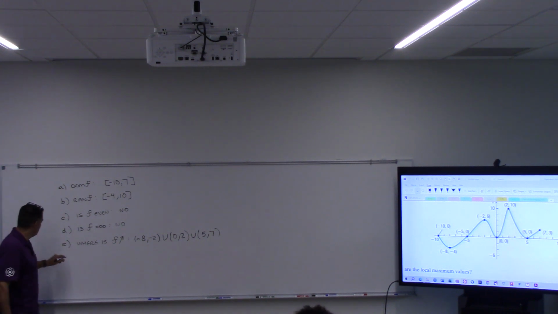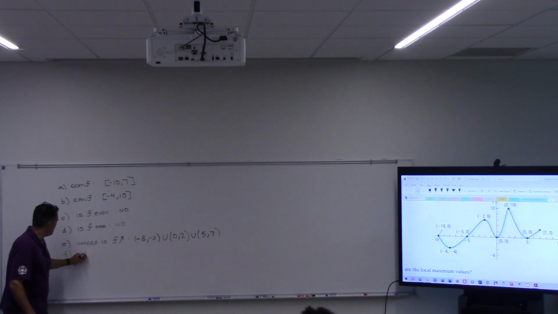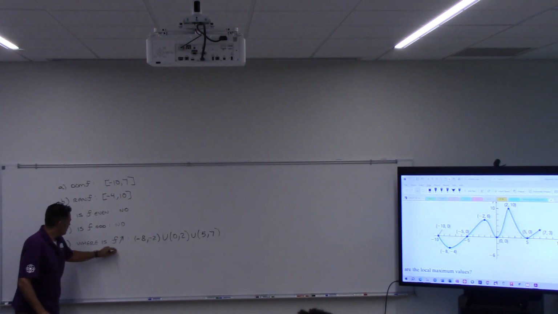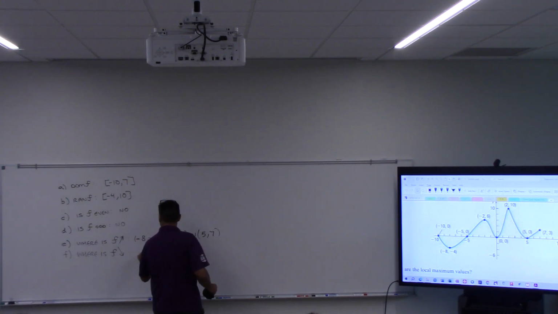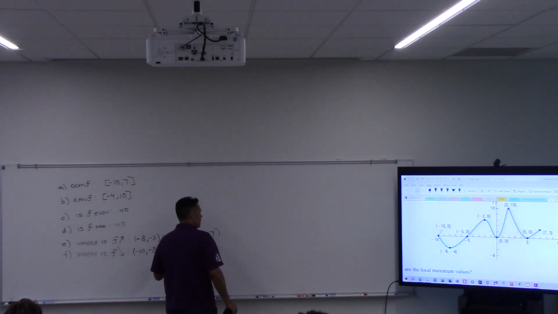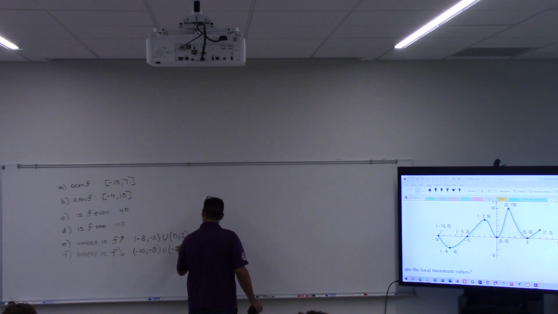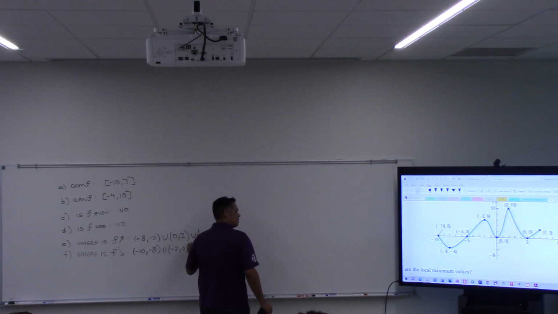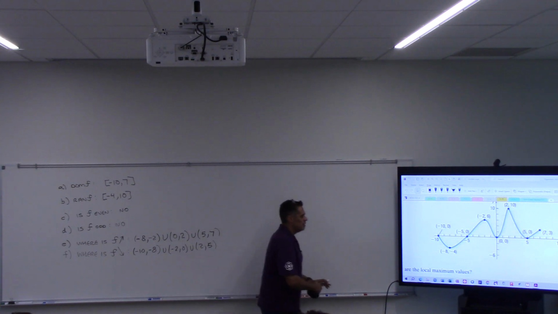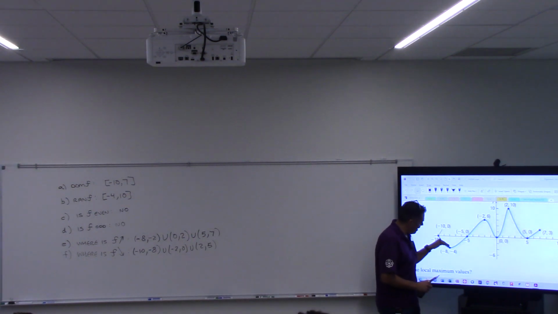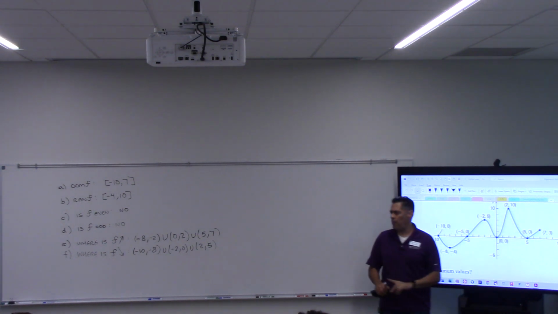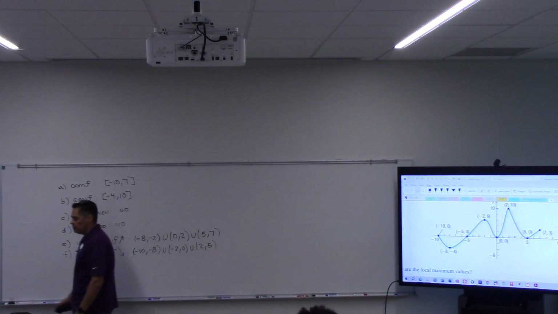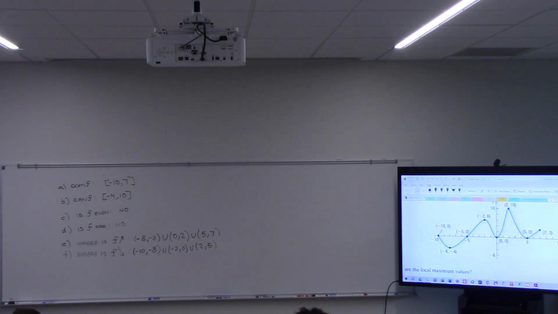Where is it going down? Where is f decreasing? -10 to -8. I'll put parentheses on those, right? Anywhere else? -2 to 0. Anywhere else? 2 to 5. Do you all agree? From -10 to -8, we're going down. From -2 to here, we're going down. 2 to 5, we're going down. Perfect. All right, y'all are going to do great. This test is going to be awesome.